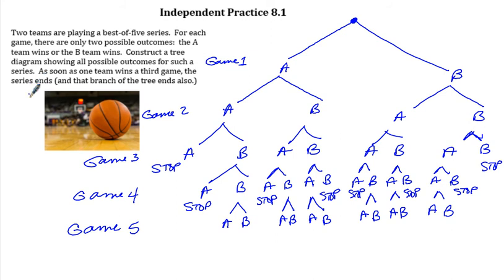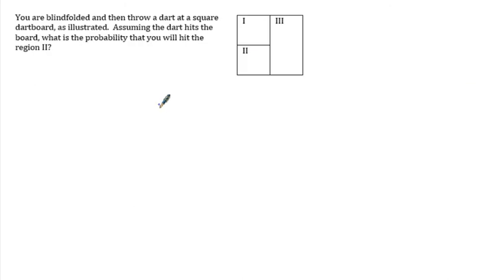Okay? All right, let's take a look at the second problem we had for homework. Now, you throw a dart at this board, and assuming the dart actually hits the board, what's the probability you'll hit region 2 as compared to the others?